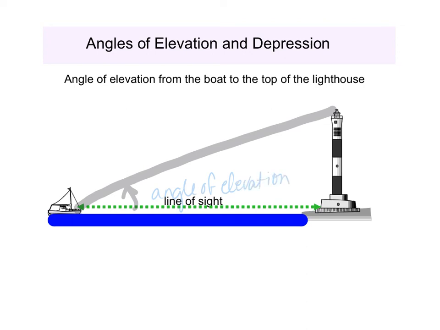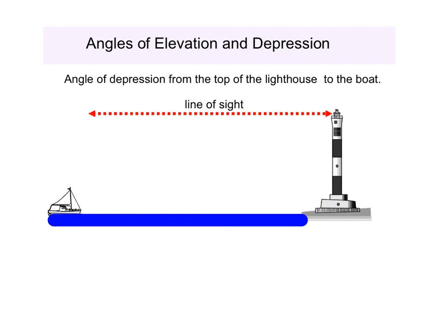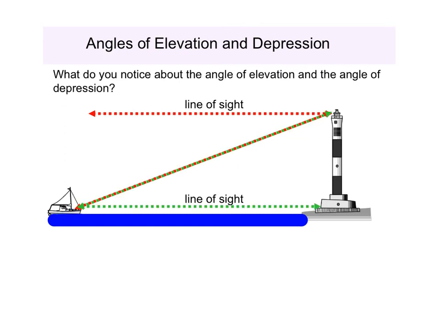Okay. If, on the other hand, I'm in the lighthouse and I would like to see what my angle of depression is, I would measure from my horizontal line of sight down. This is the angle of depression. You'll notice that the lines of sight are parallel, so the angle of elevation is congruent to the angle of depression. And this just shows the angle of depression here, and that they're both congruent. Angle of elevation is equal to the angle of depression.